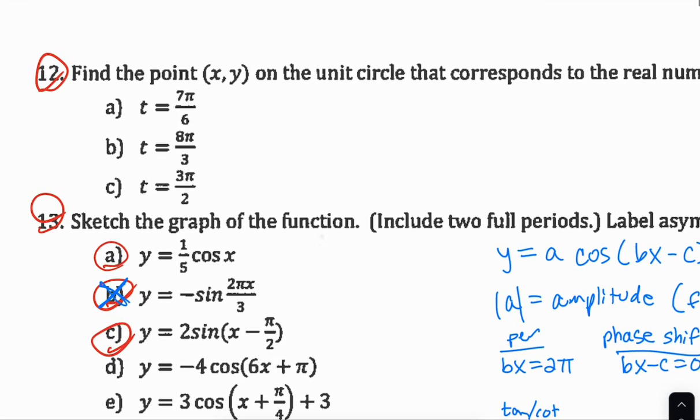Now 12, they didn't ask for anything but the point on the unit circle, so let's just do those real quickly. 7 pi over 6, again, I like to convert. That's 210. So that's in the third quadrant. That's related to the 30. The pi over 6 is related to the 30. So that's going to be negative square root of 3 over 2, negative 1/2.